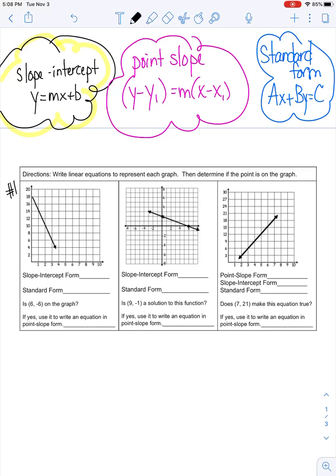Let's take a look at number 1. This is very similar to the practice you're going to have. It says write linear equations to represent each graph, then determine if the point is on the graph. We'll get to that part in just a minute.